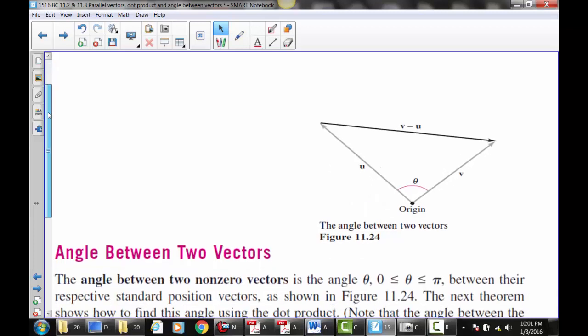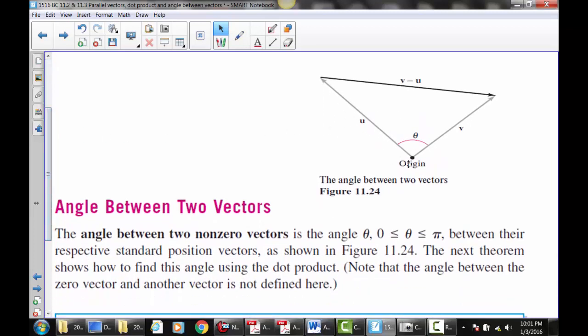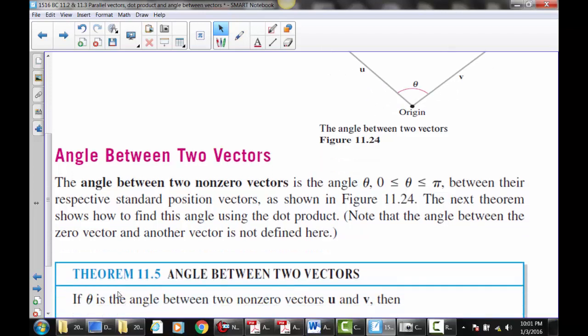Now, all of this brings us to the angle between two vectors. If you have these two vectors u and v, and you're interested in finding the angle between them, first of all, that angle is defined to be a positive angle between 0 and pi radians, which in degrees would be between 0 and 180. Then it's going to show you how to find it.